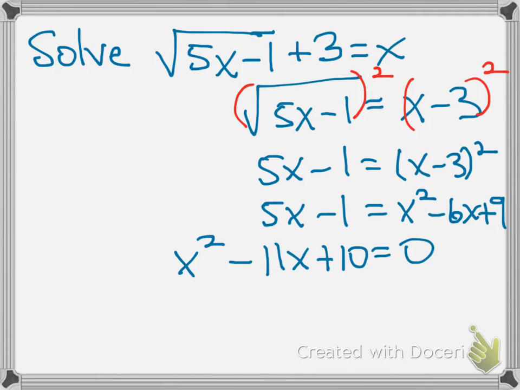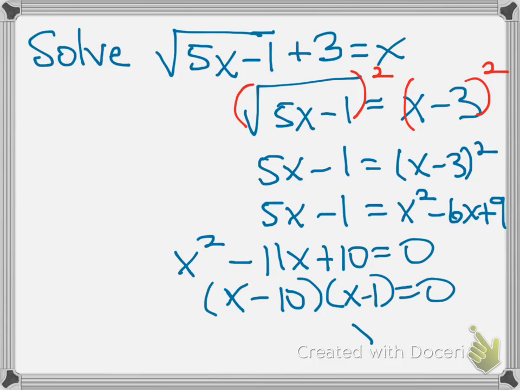So now, let's think. Do we have any pairs of factors of 10 that we could combine to get negative 11? And yes, we can factor this. So we can factor this into x minus 10 and x minus 1, which means our solutions are x equals 10 or x equals 1.